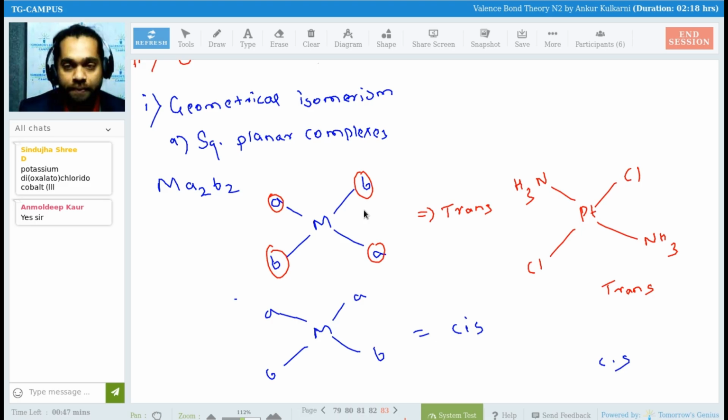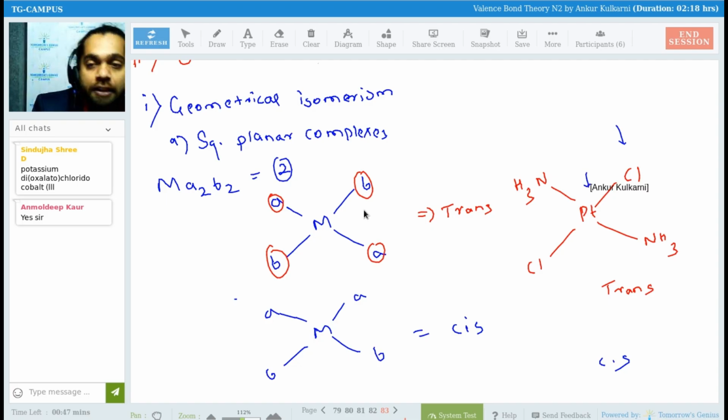Is it clear, cis and trans? Not that difficult, I know. So when you have Ma2B2 type of complex, you can have two geometrical isomers. Is it clear? Come on, write done in the chat box. Draw the cis with the same metal and the ligands, and write done in the chat box.